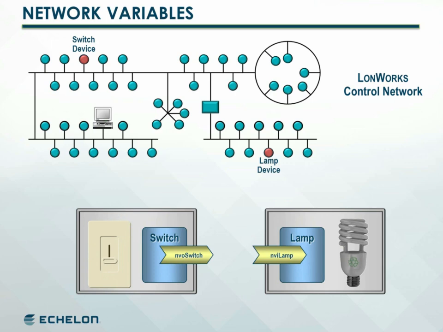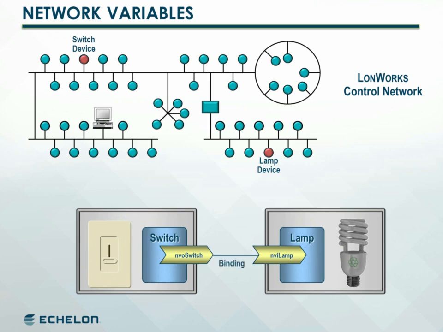A network variable is any data item, such as temperature, a switch value, or an actuator position setting, that a device receives from other devices on the network or that a device provides to other devices on the network. Network variables create logical connections between devices through a process called binding.